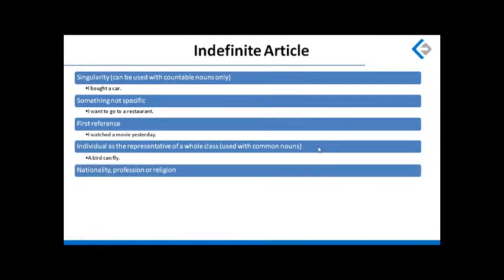Next thing, when you refer to nationalities or the profession of an individual or the religion of a person, you again use the indefinite article. You cannot say Roy is Indian, that is wrong. You'll have to say Roy is an Indian. You cannot just say he is teacher, you'll have to say he is a teacher. And you cannot say he is Hindu. You have to say he is a Hindu.